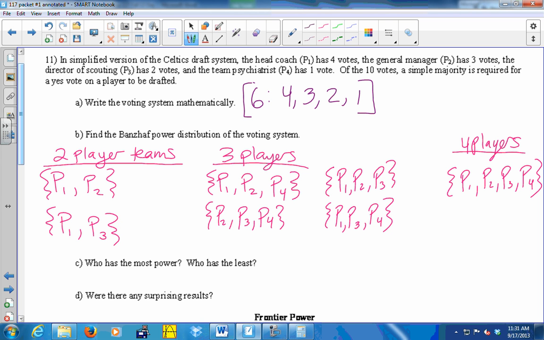Okay. Now, I want you guys, now that we have this all written out, go through each winning coalition and circle any player that's critical. So for the 2-player team, player 1 and player 2, can either player walk away? No. So they are both critical. So you're going to go through each winning coalition and circle any player that's critical.